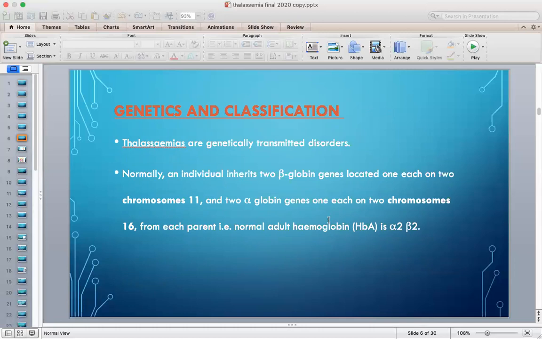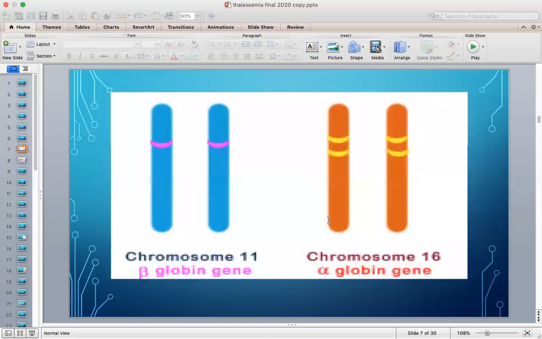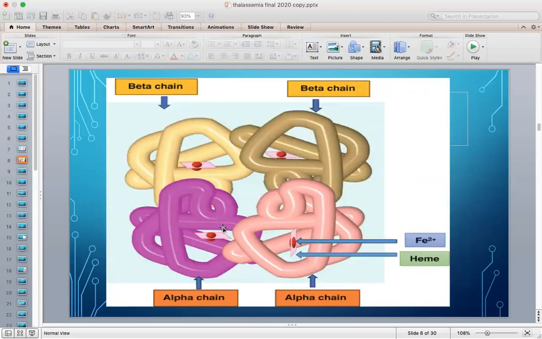The genetic and classification, thalassemia are genetically transmitted disorders and normally an individual has 2 genes for beta thalassemia on chromosome 11 and 4 genes for alpha globin on the chromosome 16. هذا شكل الكروموسوم 16 with the 4 genes of alpha and this is chromosome 11 for the beta globin gene. And this is the hemoglobin consisting of 2 alpha chains attached to 2 beta chains, and this is a balanced attachment together with the heme forming the hemoglobin.